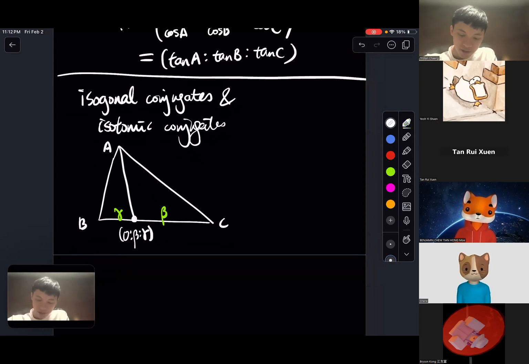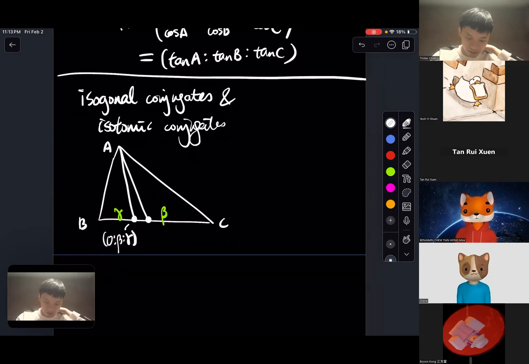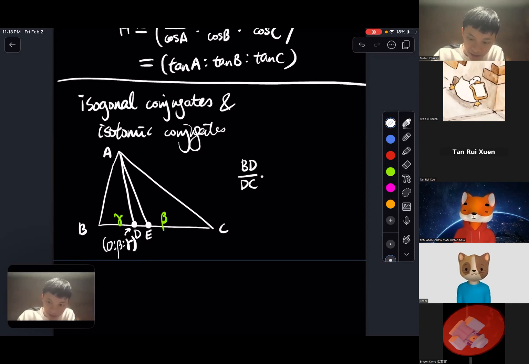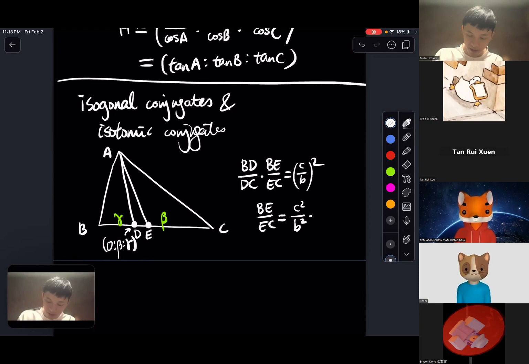Okay. So what happens when I take the isogonal line? What would this new point be? Hmm. Well, there's a quick way of doing this. First of all, we use a lemma that we've learned, the homework we did from the last class, which is the fact that BD over DC times BE over EC is C over B squared, right? Remember that?